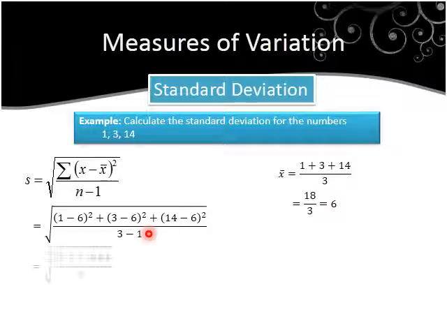So going along with PEMDAS, let's first subtract and then we'll square each of these terms. So we get 25, 9, and 64. And in the denominator, we'll have 3 minus 1, which gives us 2. Altogether, that comes to 7.